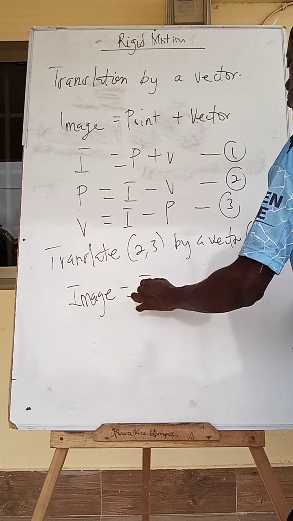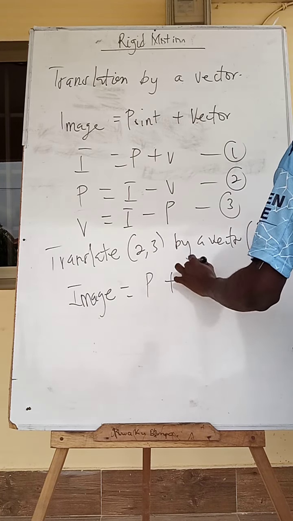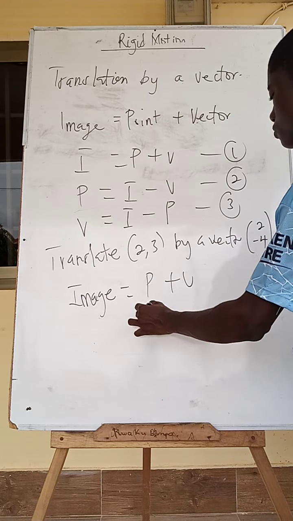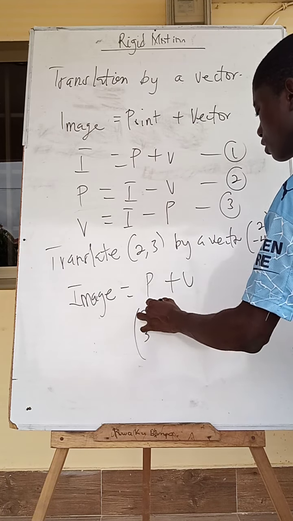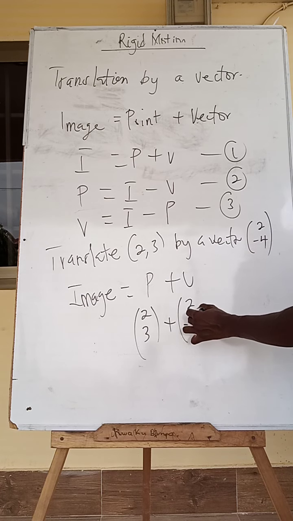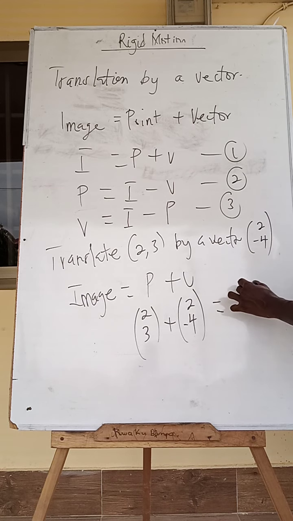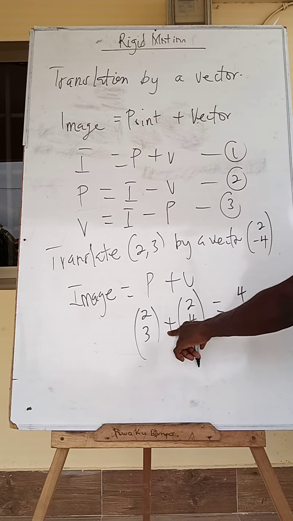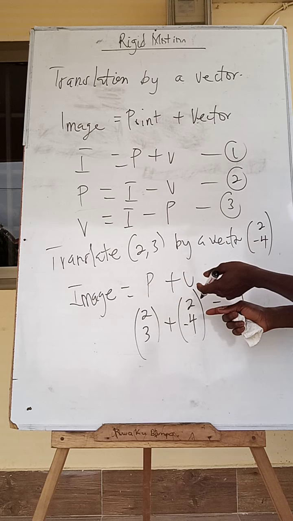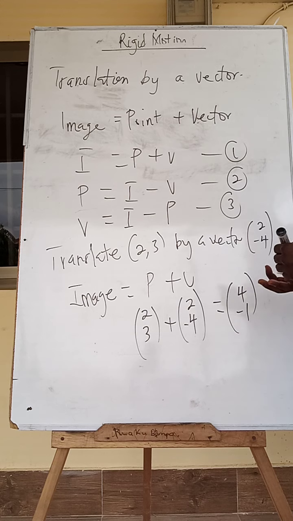So as I told you, image equals point plus vector. So the point is (2, 3) plus the vector (2, -4). So 2 plus 2, we are going to get 4. 3 plus -4 is 3 minus 4, so you are going to get -1. So this is the image of the point: (4, -1).